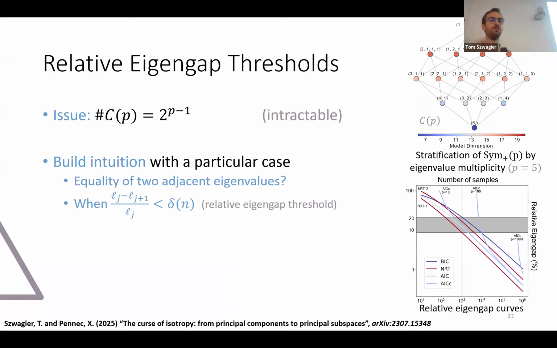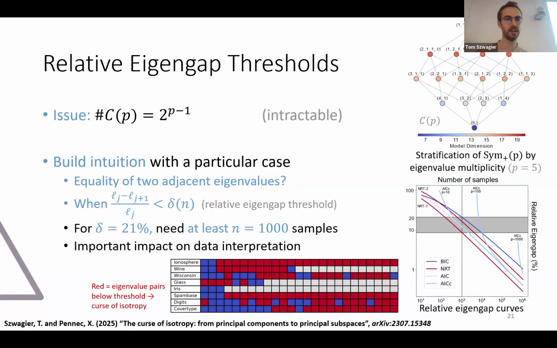We started to build intuition with a particular case. The question was, when should two adjacent eigenvalues be assumed to be equal? And we managed to find an answer to this question, and this may be the key message you should retain about this talk. It is that two adjacent eigenvalues should be assumed equal when their relative distance is lower than a certain threshold, which depends on the number of samples. I can tell you much more about this threshold in the questions if you want.